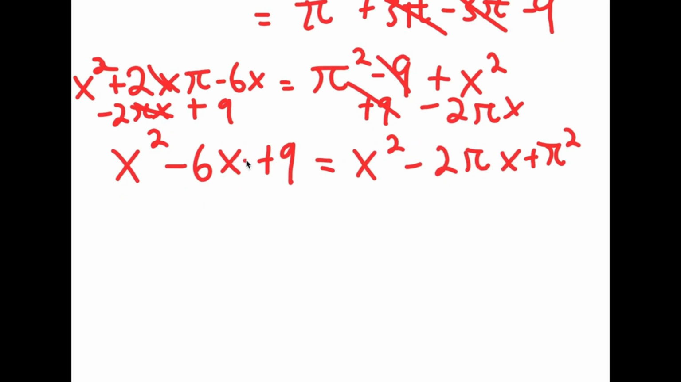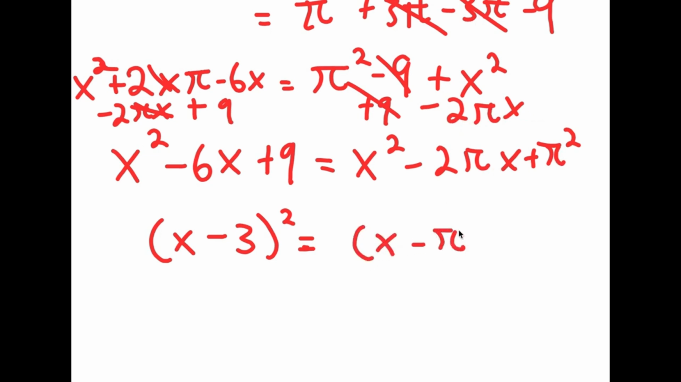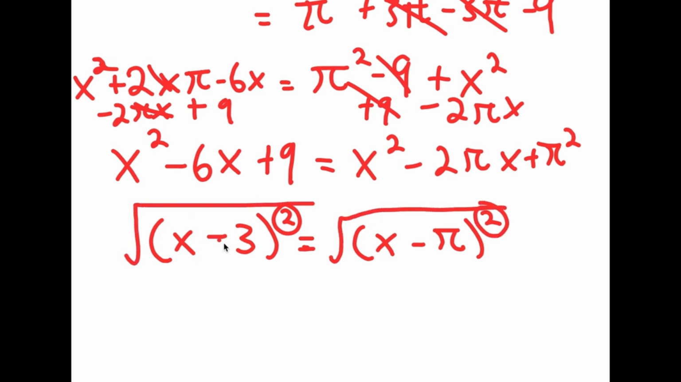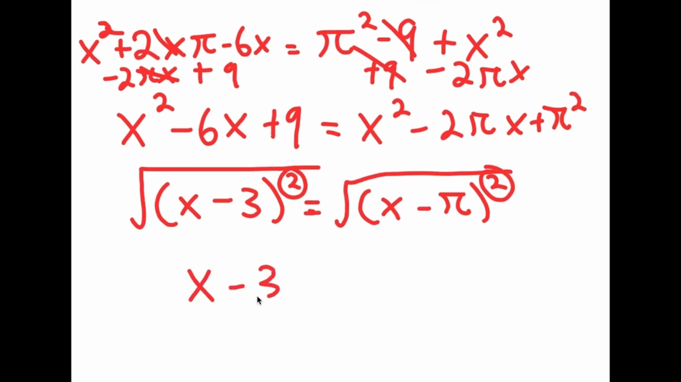And now, x squared minus 6x plus 9 factors into x minus 3 squared. And x squared minus 2 pi x plus pi squared is the same thing as x minus pi squared. So I have x minus 3 squared is equal to x minus pi squared. Now, I want to cancel these two squares, so I'm going to take the square root on both sides. The square root of x minus 3 squared is equal to x minus 3, and the square root of x minus pi squared is equal to x minus pi. So I get x minus 3 is equal to x minus pi.